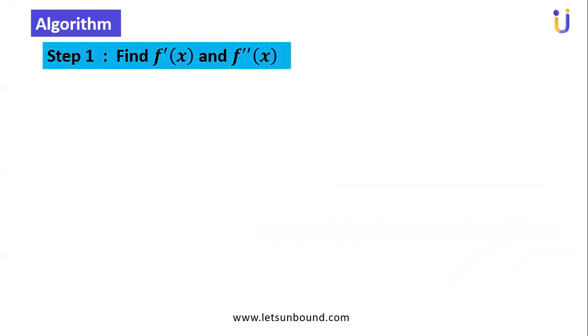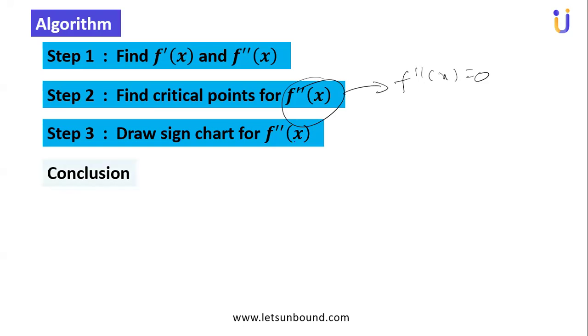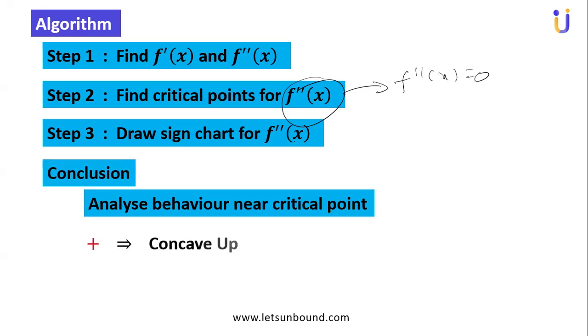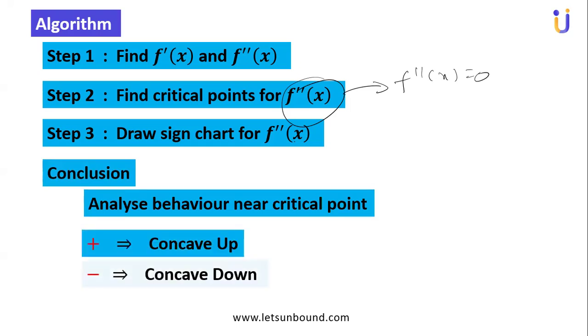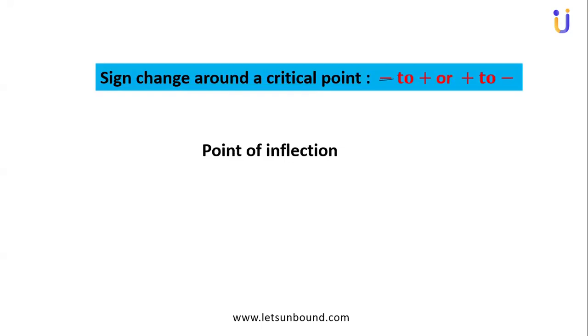So the algorithm is simple. Find f dash and f double dash, and find critical points for f double dash of x, right? What will you do? f double dash of x equals 0. Draw the sign chart. And conclusion, if you see positive, concave up; negative, concave down. And that simple it is. So a sign change around a critical point, minus to plus or plus to minus, it is a point of inflection. When you see a sign change around a particular point, that is considered a point of inflection, right? And that's simple.